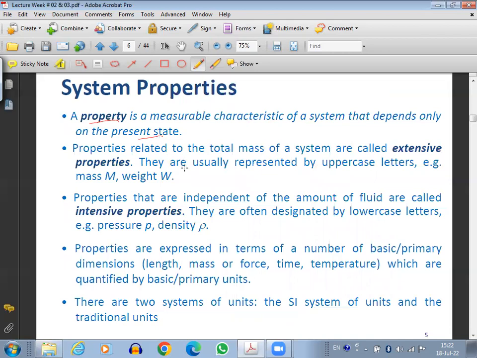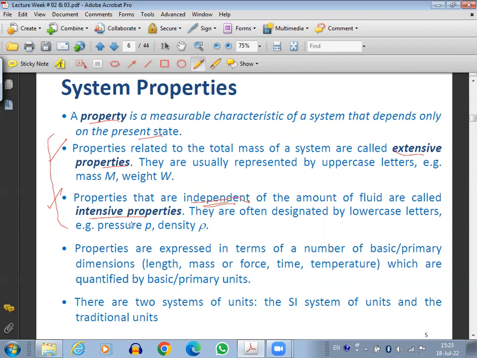Properties related to the total mass of the system are called extensive properties, and the ones which are independent of the mass are known as intensive properties. You should know the difference between extensive and intensive properties. One depends on mass, one does not depend on mass. The way to memorize this is that independent and intensive both start with "in". So which is independent of mass is intensive. The other one depends on mass, so that will be extensive. This is just a mind technique to memorize it. Anyways, it is important that you know what the intensive properties are and what the extensive properties are.